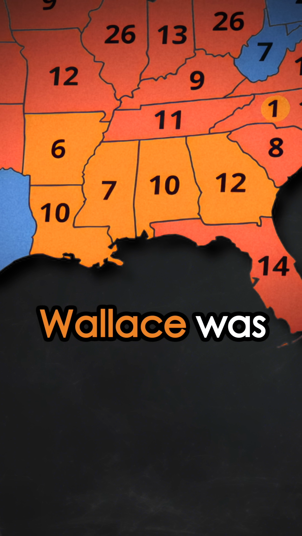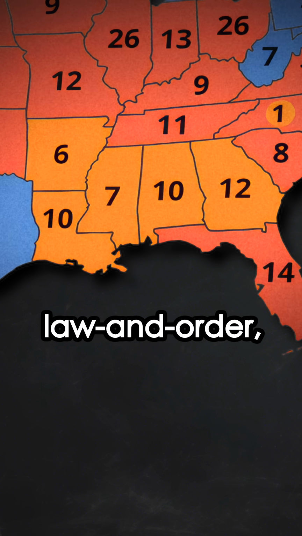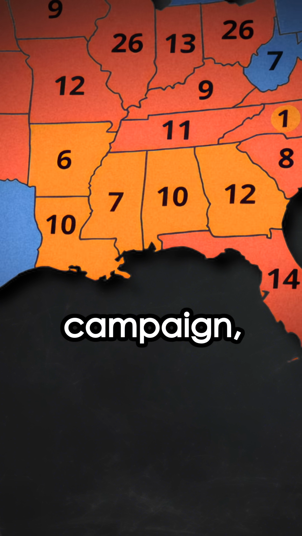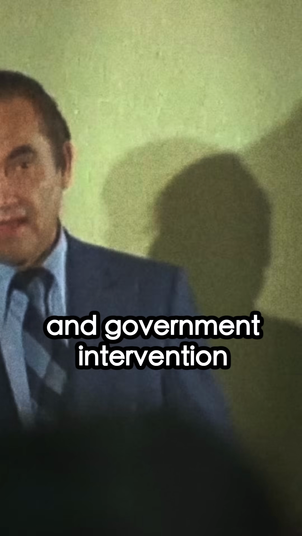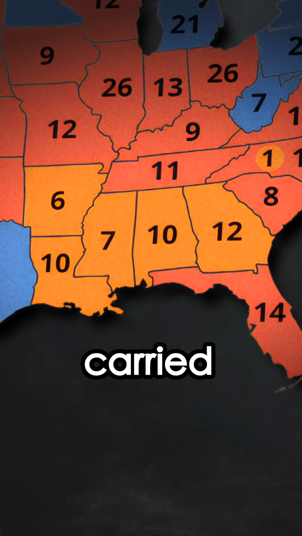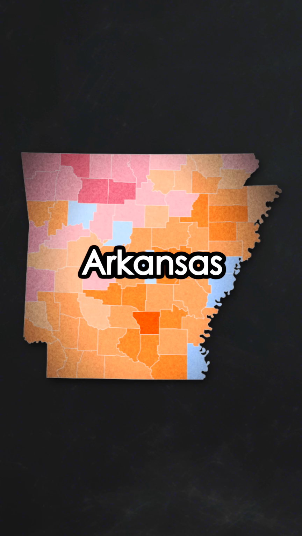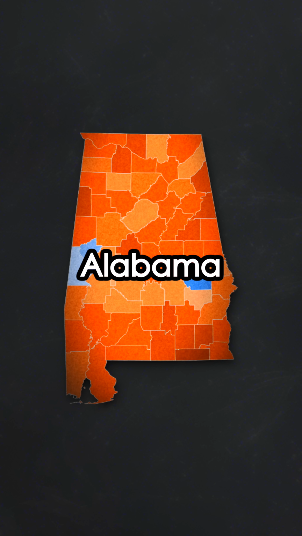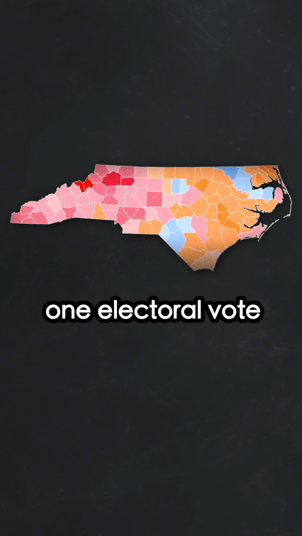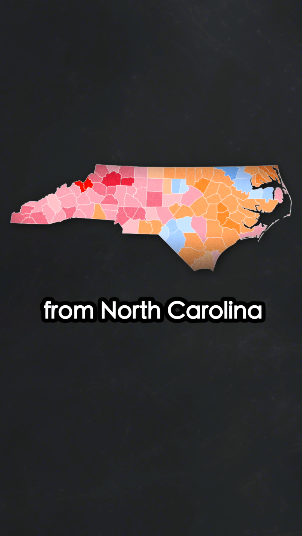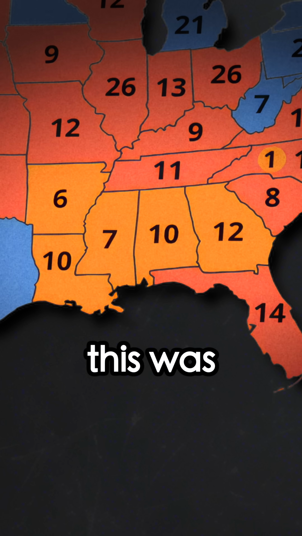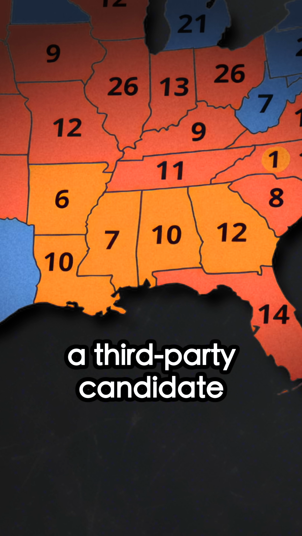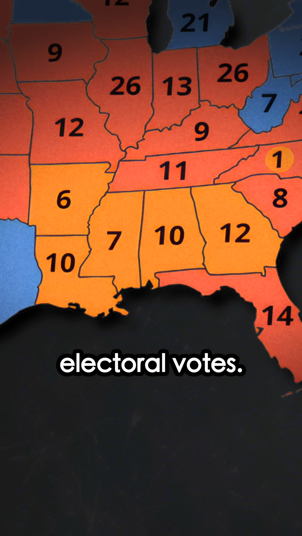At all. Wallace was down here running a segregationist, law and order, and anti-establishment campaign, continuing the opposition to federal civil rights policies and government intervention in the South. Wallace carried 5 southern states: Arkansas, Louisiana, Mississippi, Alabama, and Georgia, plus 1 electoral vote from North Carolina, bringing his total to 46 electoral votes. By the way, this was the last time a third-party candidate won all of a state's electoral votes.